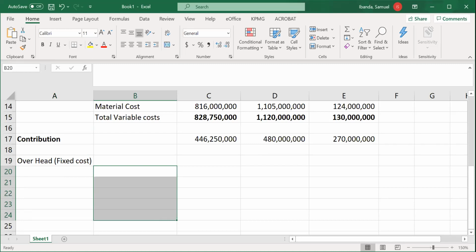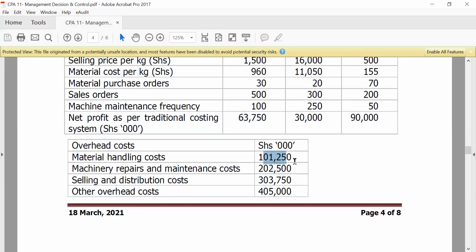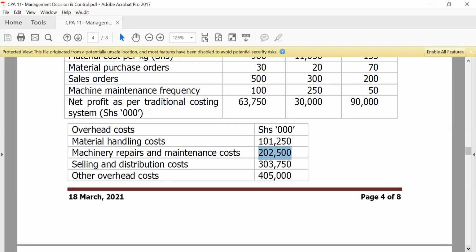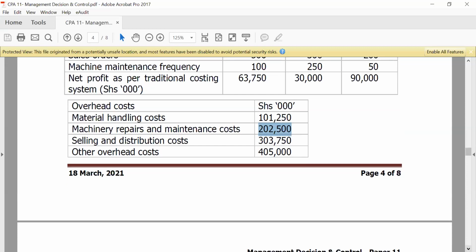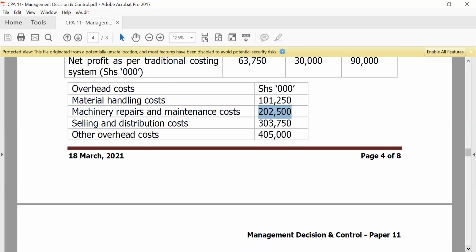So when it comes to ABC, we're now going to allocate these values. As you can see, 101,250, 202,500. So these are total values for all the products. But now we want to allocate them to know this one is for cassava, this one is for starch, this one is for dairy feeds. And that is the goal of ABC. So what are we going to basically do to drive to that stage? We are definitely going to do a working.